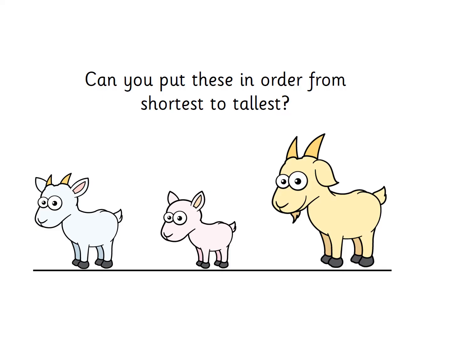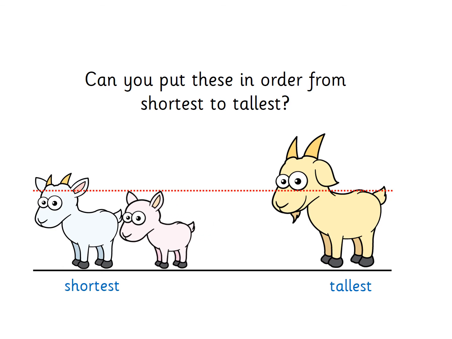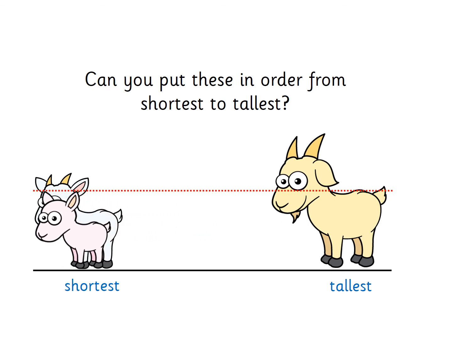Right, now we need to put these in order from shortest to tallest. So we've got three goats. Which one is the shortest? Which one is the next shortest? And which one is the tallest? Let's have a look. So the line goes up. The first one that it hits is the baby goat. So the baby goat is the shortest. He needs to go over there.